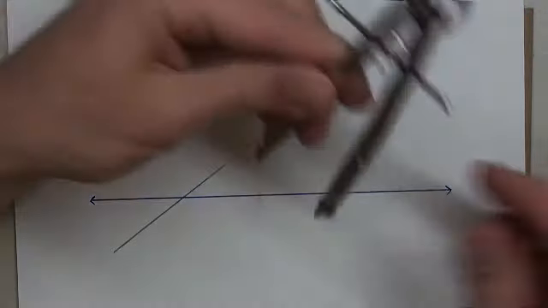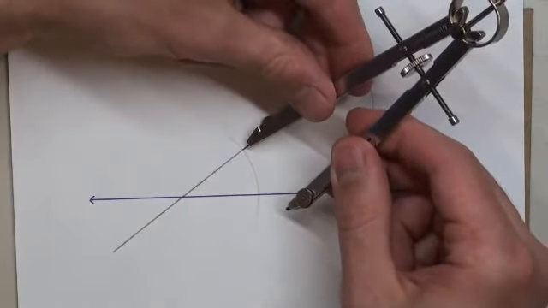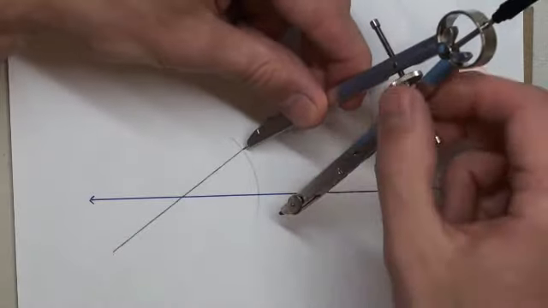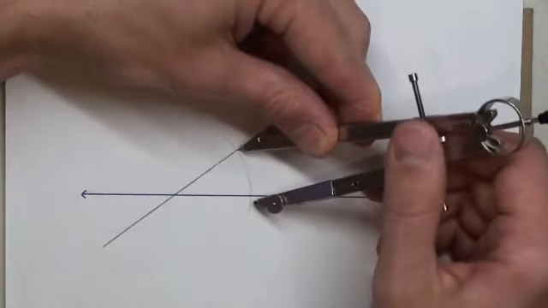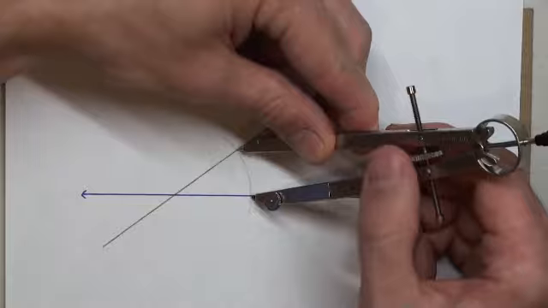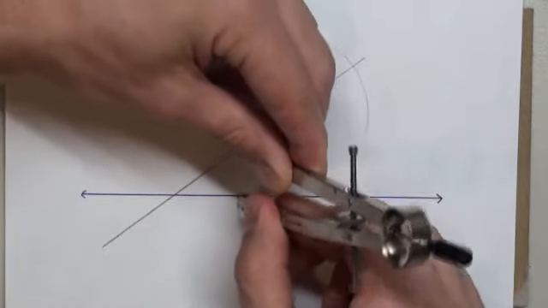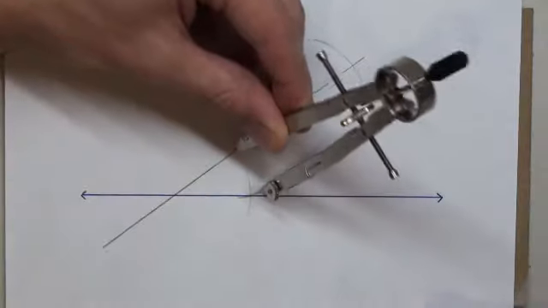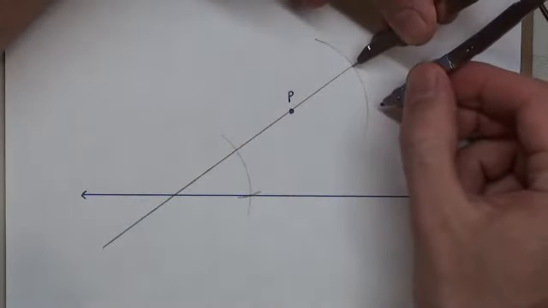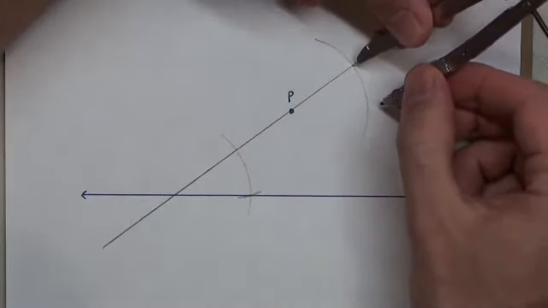Now I go to where those two cross and put my point there, and I have to change my compass so that it's right where those two lines cross there. And I make a small arc there. Then I go to where these two lines cross and make that same small arc. Notice how everything has been done in pencil so far except for the given information.